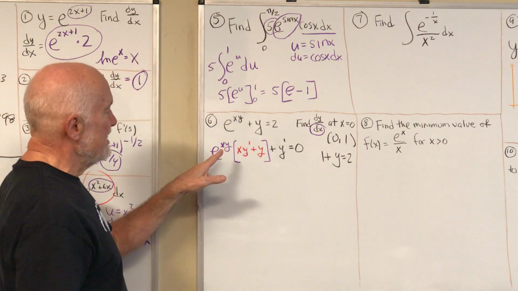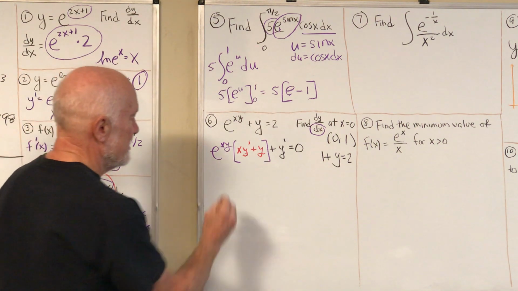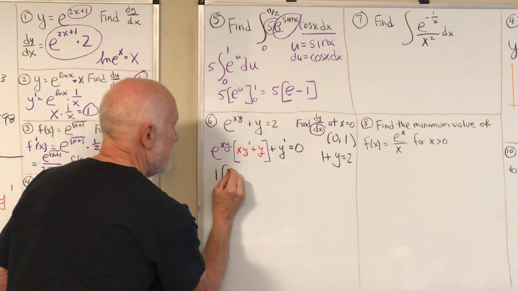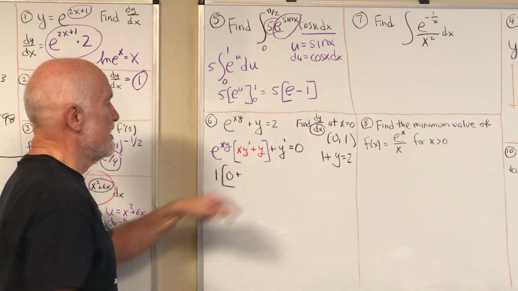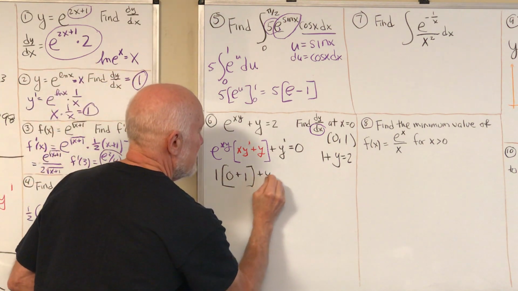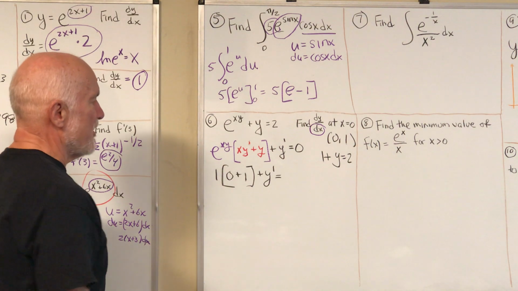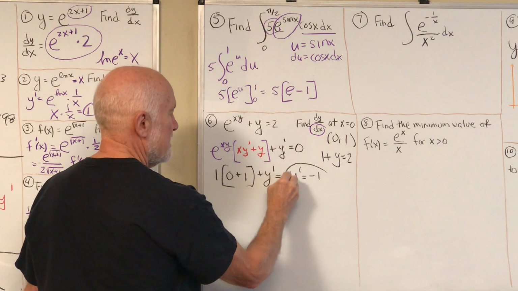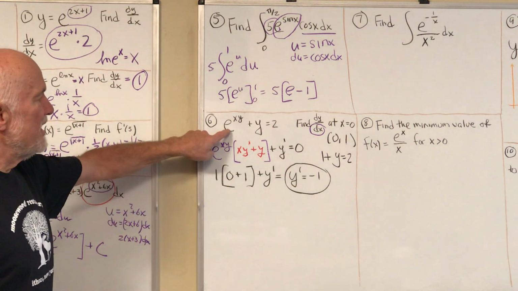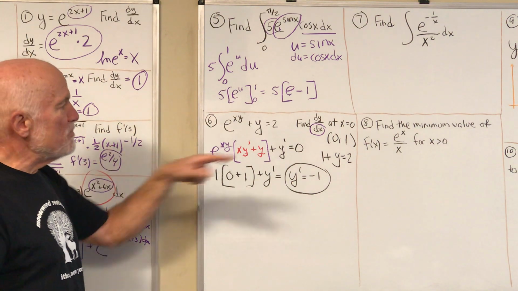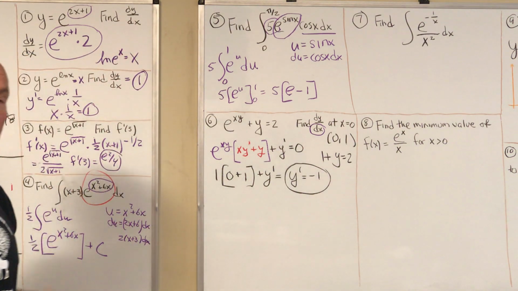And now I can put 0 in for x, e to the 0 is 1, 0 in for x again, 1 in for y, and I've got a pretty easy thing to solve for. Y prime is just going to be -1. So that's the slope on this curve from this relationship at the point (0, 1). So that's a little bit of a review of implicit differentiation.